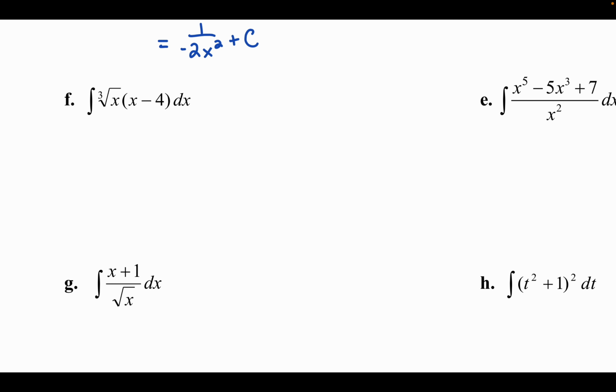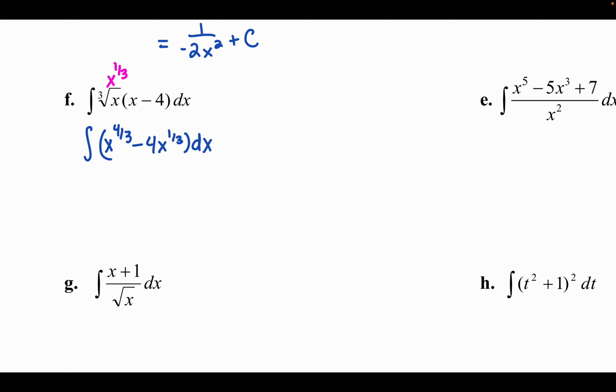All right, F, this is a little complicated. A way to make this less complicated, however, is if I think of the cube root of x as x to the 1/3, and I'm going to distribute it out. So I'm going to distribute out before I take the antiderivative. So this will be x to the 4/3 minus 4x to the 1/3. And now I'm going to take the antiderivative of that.